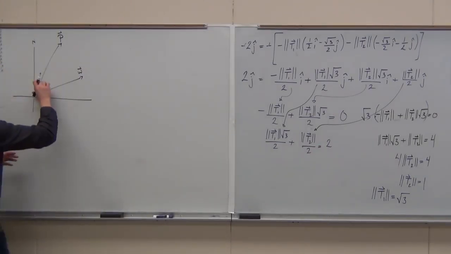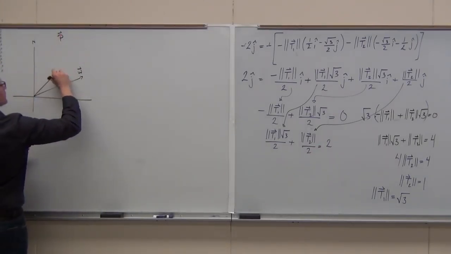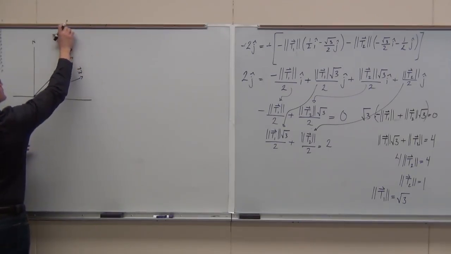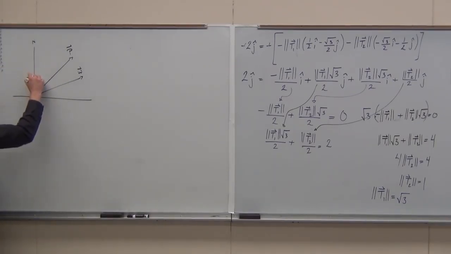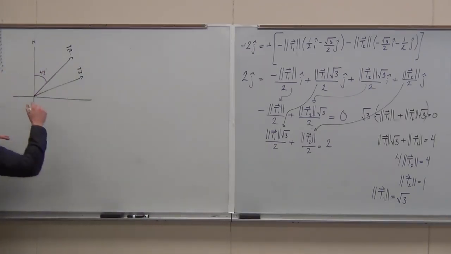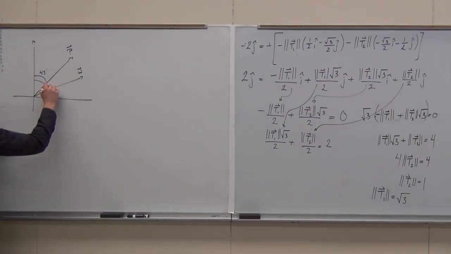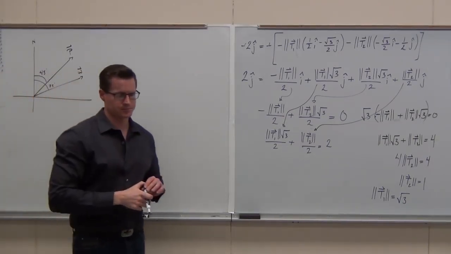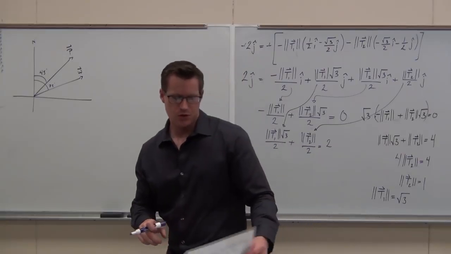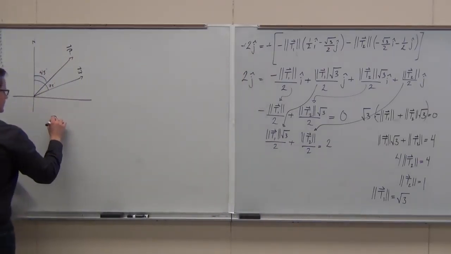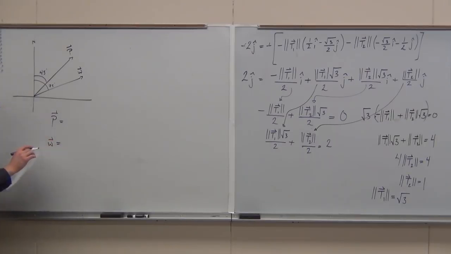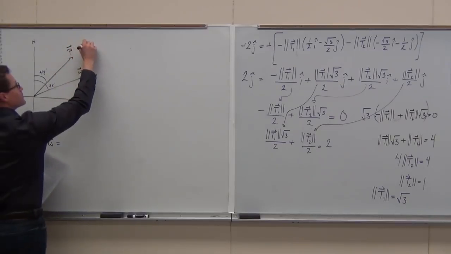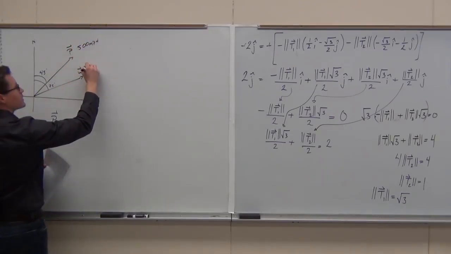So let's say this is what I have. That's 45 degrees, and the wind vector is 75 degrees from north. Could you describe for me the plane vector and the wind vector if the plane is traveling at 500 miles per hour and the wind is 80 miles an hour?